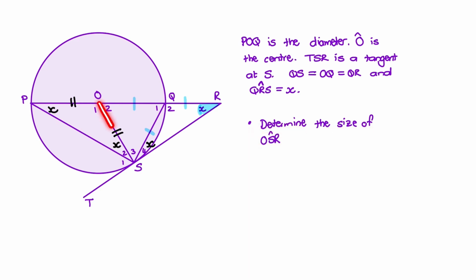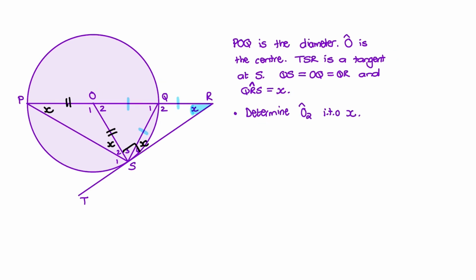The second question says, determine the size of angle OSR. So from O to S to R, we see that there's an angle formed between the tangent of the circle and the radius of the circle. And we know that that angle would be equal to 90 degrees. So we say angle OSR is equal to 90 degrees, and our reason is that the tangent is perpendicular to the radius of the circle.